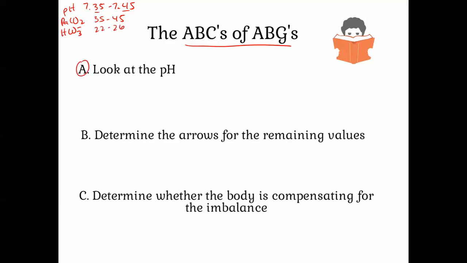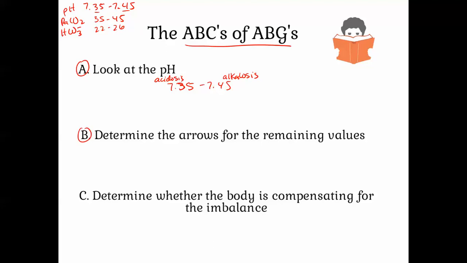Step A. Look at the pH to determine whether you're dealing with an acidosis or an alkalosis. This is probably one of those simpler steps. We know that normal pH is 7.35 to 7.45. We know less than 7.35, you're dealing with an acidosis. Greater than 7.45, you're dealing with an alkalosis.